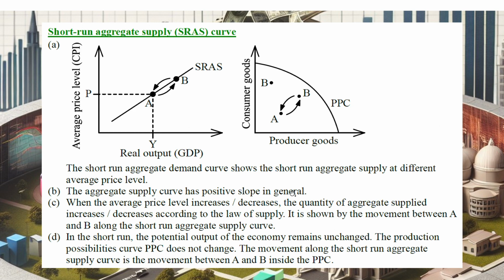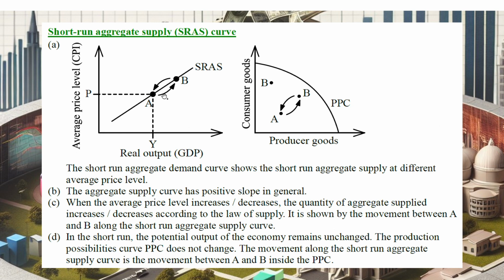Why? Because of the law of supply. When the average price level increases, the quantity of aggregate supply increases, right? Higher price, higher production. That's the law of supply. It is shown by a movement between A and B along the short run aggregate supply curve.